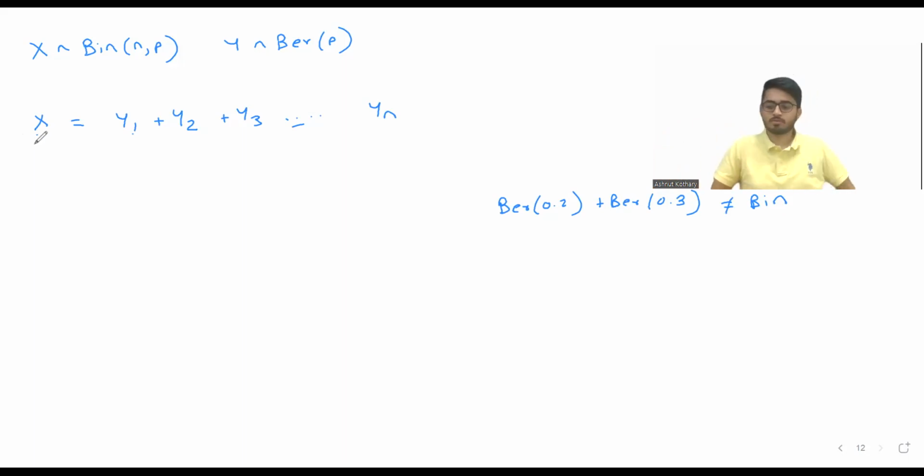So take this now, give a note and write. Binomial distribution can be viewed as, or can be expressed as, summation of n independent and identical Bernoulli trials.